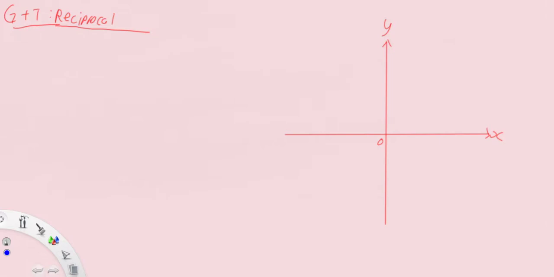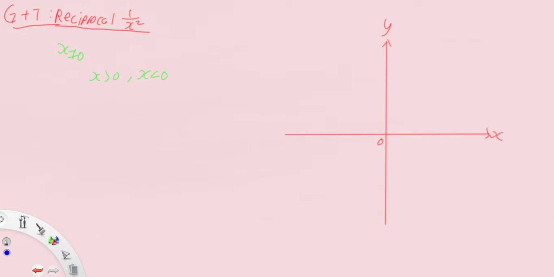Hey everyone, continuing with reciprocal graphs, we'll be looking at the 1 over x squared graph. It's the same logic as our 1 over x graph. We know that again x cannot be 0, because you cannot divide by 0. So again we'll split it into x bigger than 0 and x less than 0.